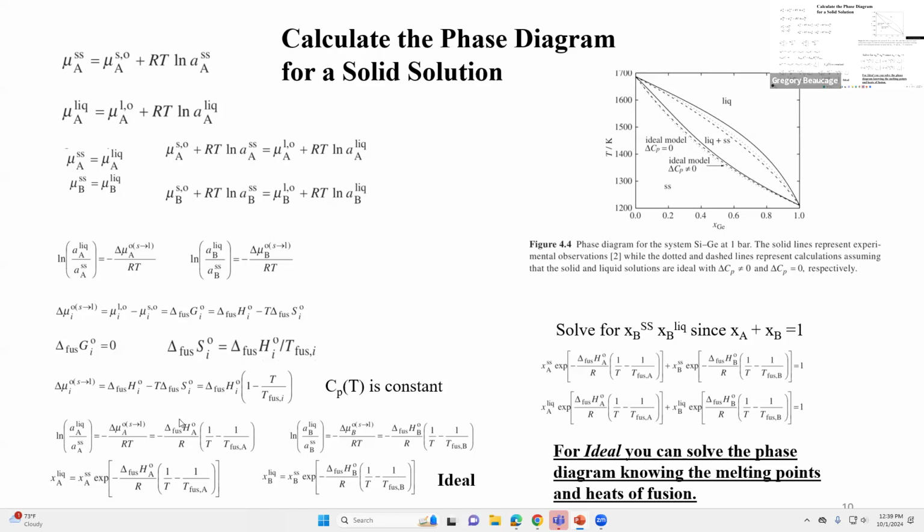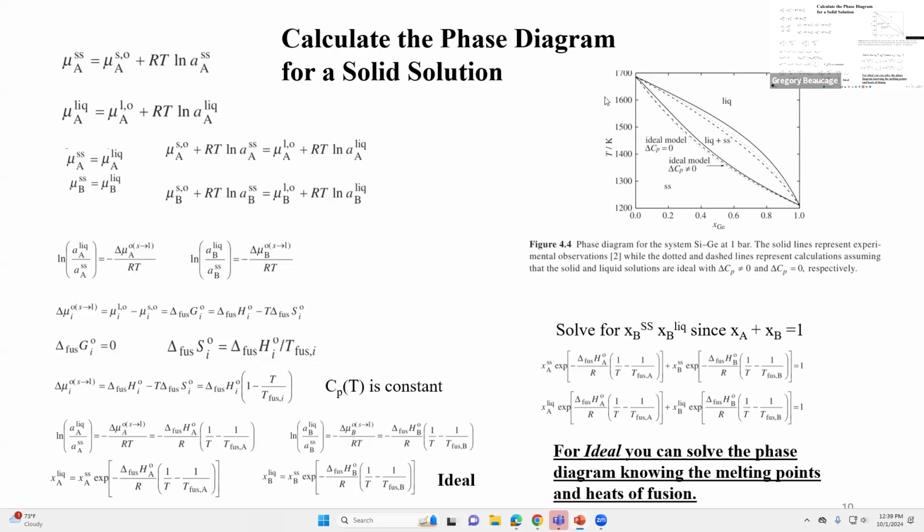And we figured out how to use the heat of fusion for the chemical potential. So basically, if you know the heat of fusion and you know the melting point, you get the equilibrium compositions, then you can construct the phase diagram as a function of temperature. So I went through that last time. I guess it's in the book. This is all basically in the book.